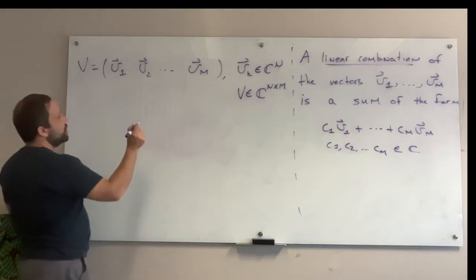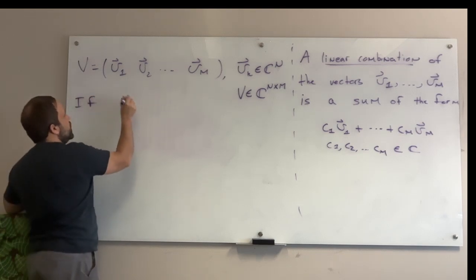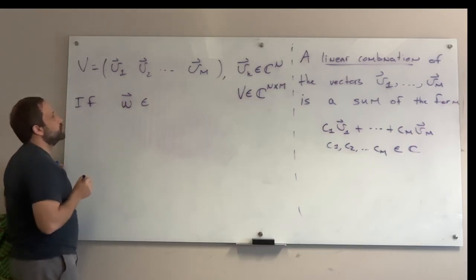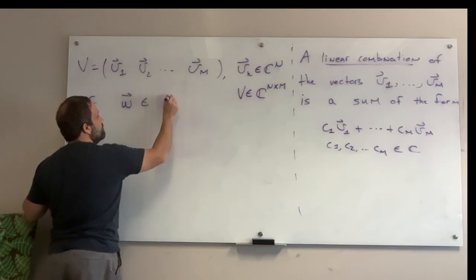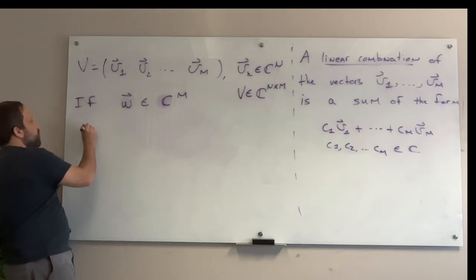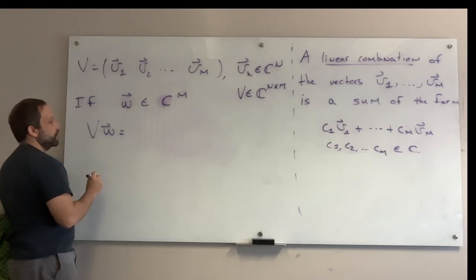And now, if we have a vector V, actually I'm going to call it W. If a vector W is in m-dimensional complex space, we can define the product of V and W in the following way.